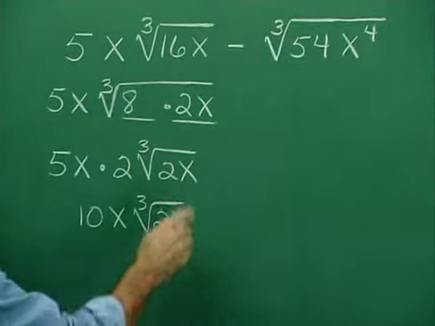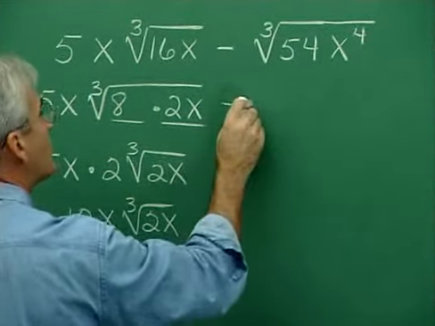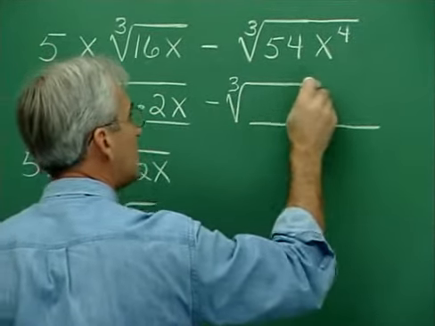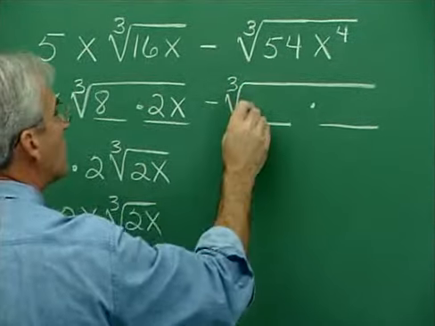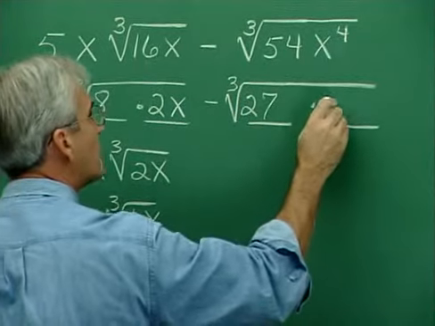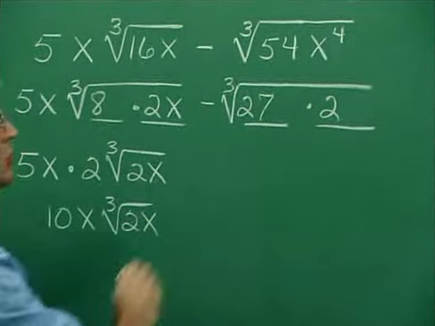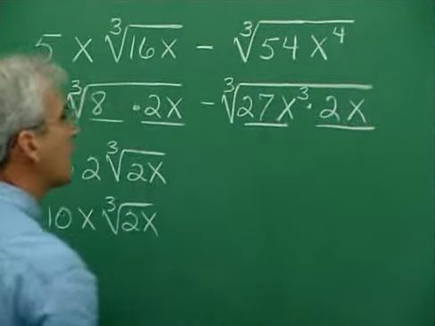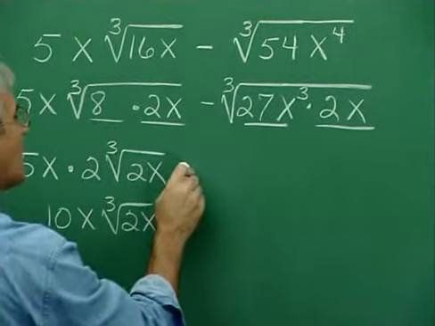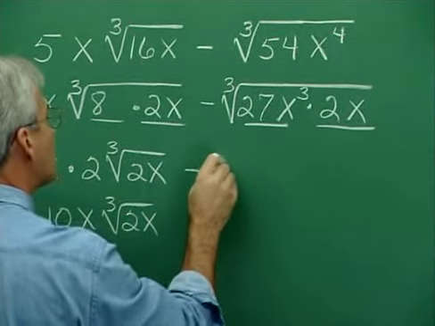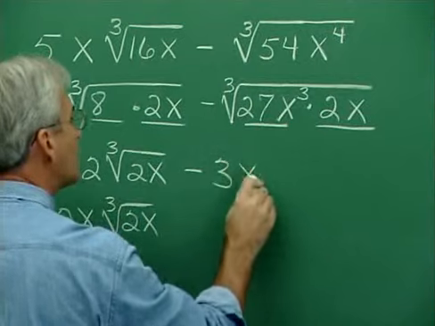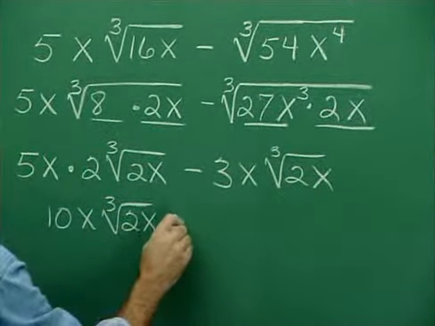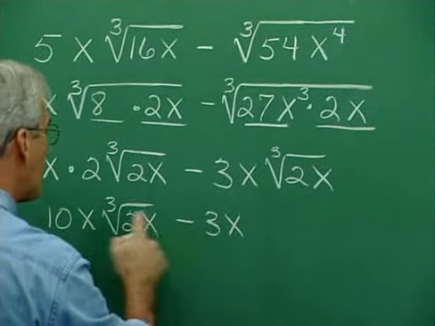For the other term, we factor into, well, let's see, cubes times leftovers. The largest cube in 54 is 27. 54 is 27 times 2. The largest cube in x to the 4th is x cubed. So it's x cubed times x for the factored form. Now we factor, let's see, the cube root of 27 is 3. The cube root of x cubed is x. And left under the radical is 2x. I'll just bring this down to put it on the same line as the other part over here.